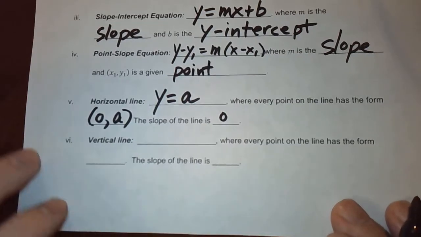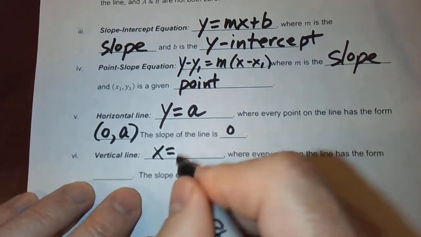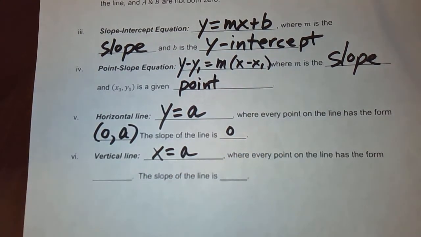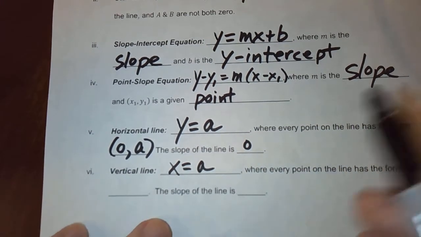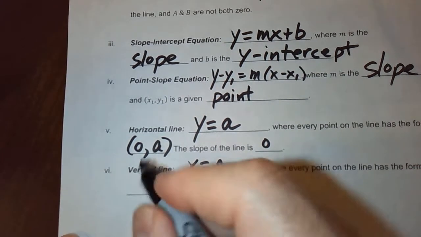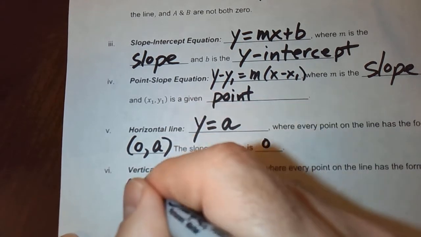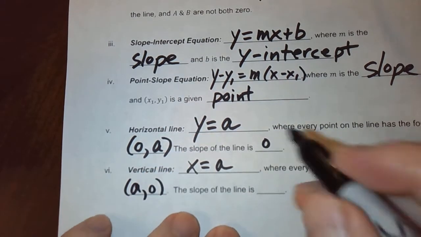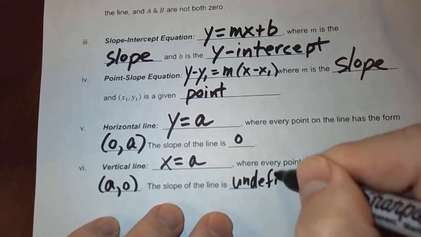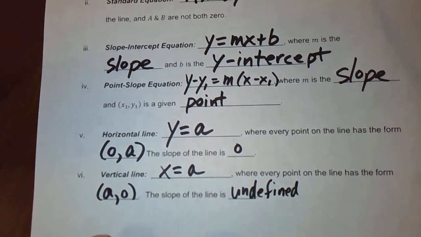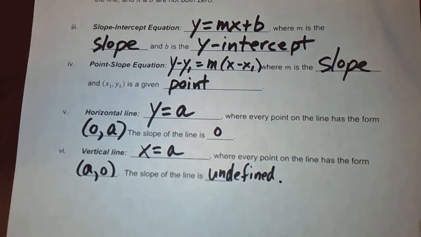Okay, last one, vertical line. Well, the vertical lines have the form x equal something. I'll use a again. Maybe I should have used b up here, but it doesn't matter. X equals a number, where every point on the line has the form, let's see, y is anything, so we get (a, y). The slope of the line in this case is undefined. And that's the end of our section on graphs and lines.